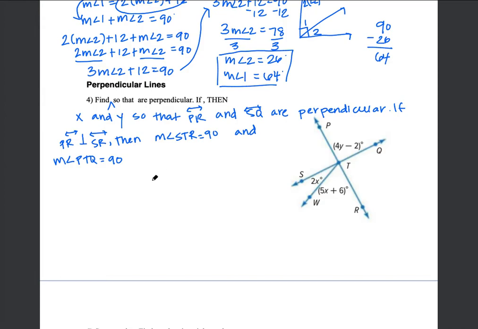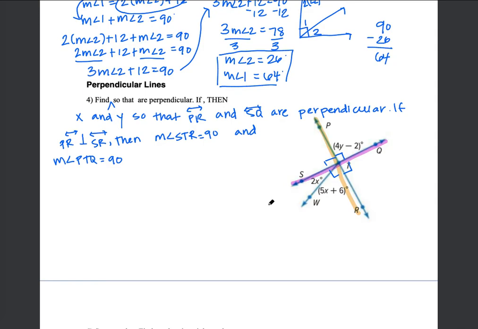Okay, so we're trying to find x and y so that line PR, let me highlight that, line PR is this one, so that this line and line SQ, these two lines, are perpendicular. Okay, remember, let's assume that they are perpendicular, and let's work that way. If we assume that these two lines are perpendicular, then remember, when two lines are perpendicular, they create 4 90-degree angles. So there's a right angle right here, a right angle here, a right angle here, and a right angle here. We have 4 different right angles. We're trying to solve for x and y.